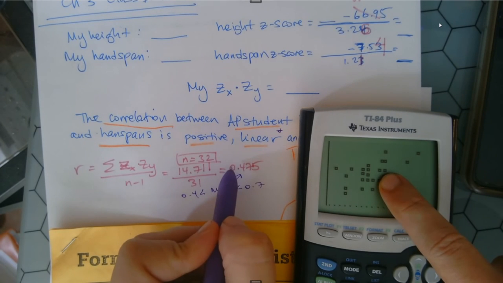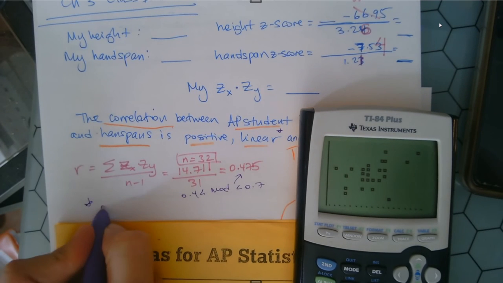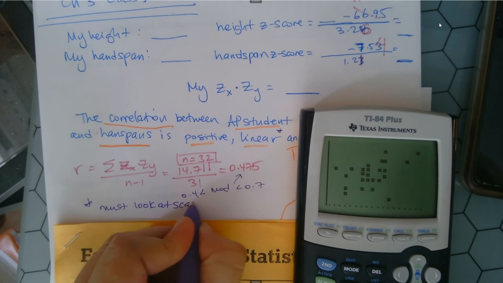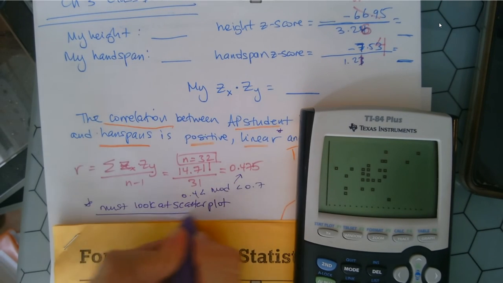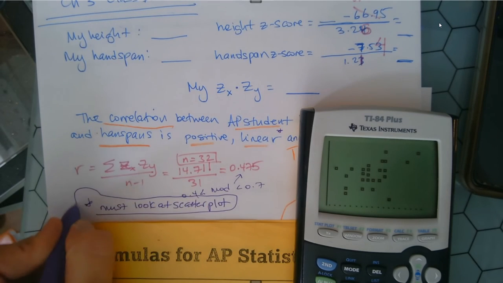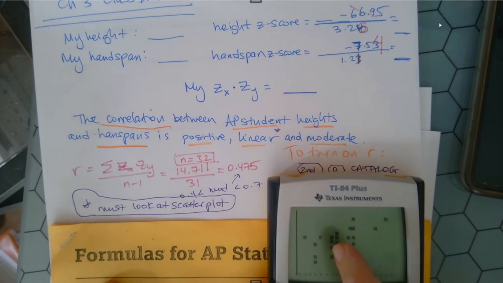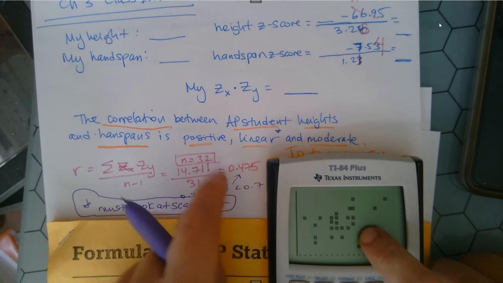By the way, this is positive. That's the other place it comes from. But linear, you have to look at the graph. So let's just say must look at graph to determine. Right? You will not know the shape unless you look at the graph, and it's a critical error to not. Some really bad stuff can happen. And moderate is how strong this looks to me from here, and also this number is a moderate number.